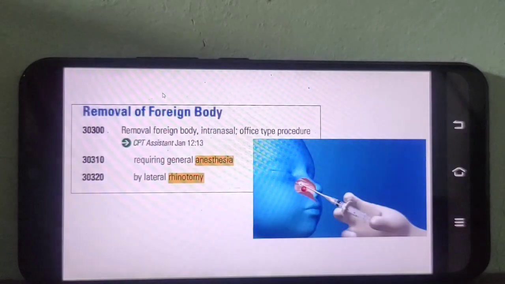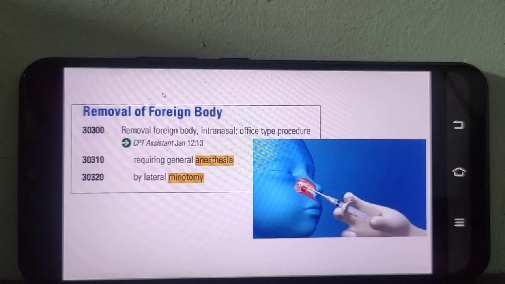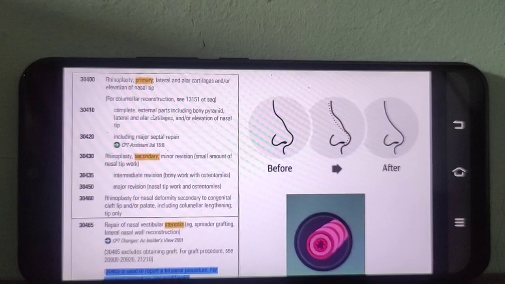For rhinotomy, go for 30320. Okay, for rhinotomy, go for 30320. So according to the procedure, we have to select the appropriate code here. Now, check that. What is the procedure? 30400.